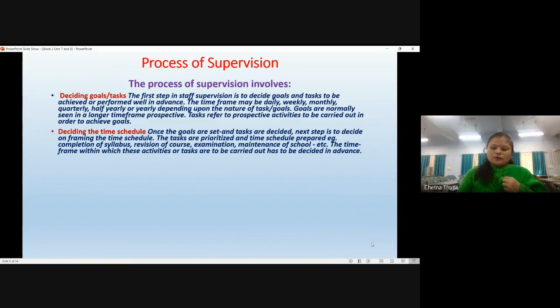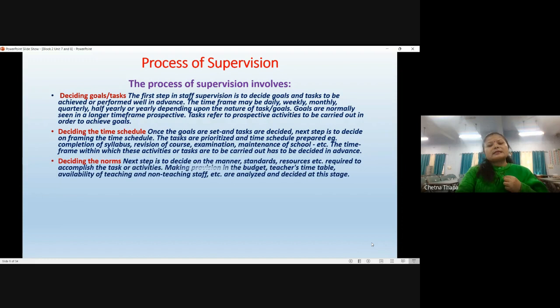Like in the school itself, you have the task of completing the syllabus, you have the task of revision of the course, you have the task of examination, you have the task of maintenance of the school. So you need to decide in which time frame, and how these activities, and what are the activities which need the priorities first. So you need to decide the timetable in which these activities or tasks are to be carried, and this has to be done in advance after deciding the goals.